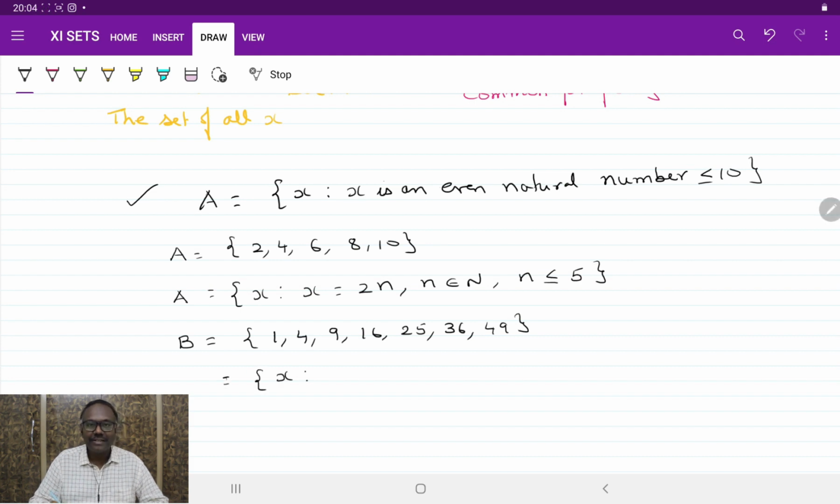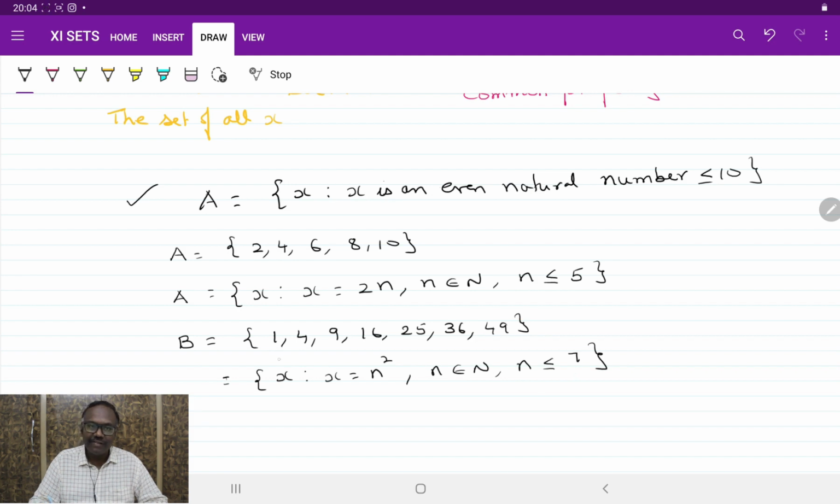such that, instead of writing in word form, x is equal to n square, because they are all perfect squares, where n is a natural number and n is less than or equal to 7, because 7 square is 49. So the set of all x such that x is equal to n square, n belongs to natural numbers, n less than or equal to 7.